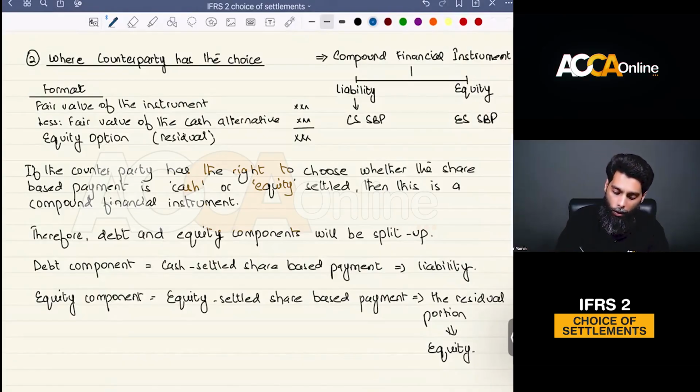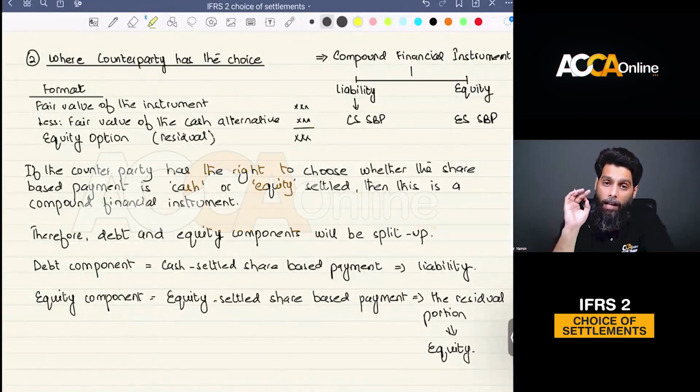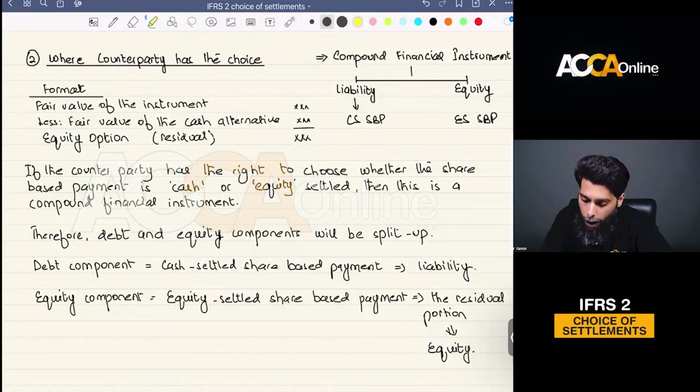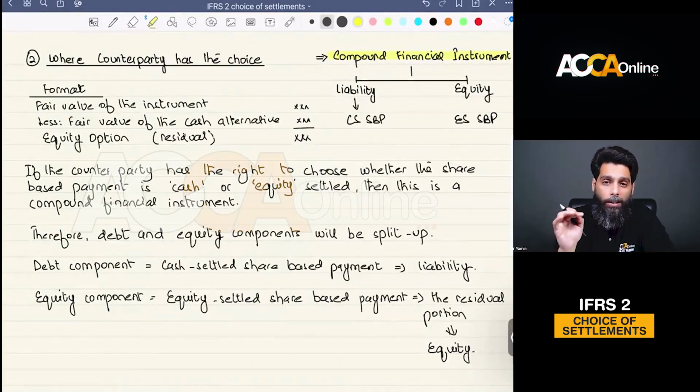And that is why IFRS 2 says that if an entity has issued such hybrid instruments, where the counterparty has to decide if they want to settle in cash or in shares, then believe you me, this is a compound financial instrument.